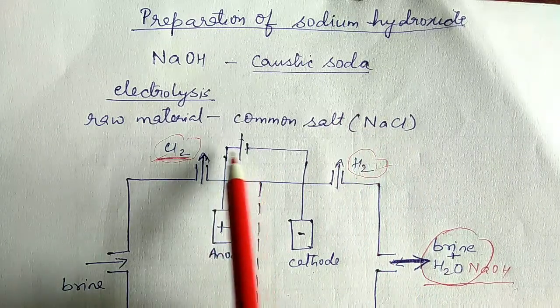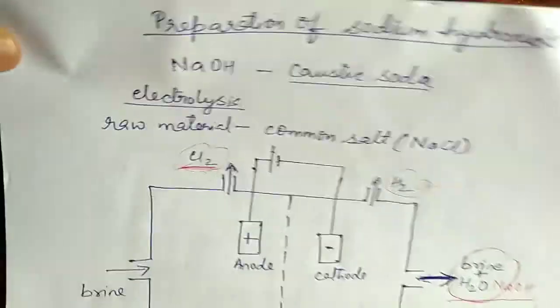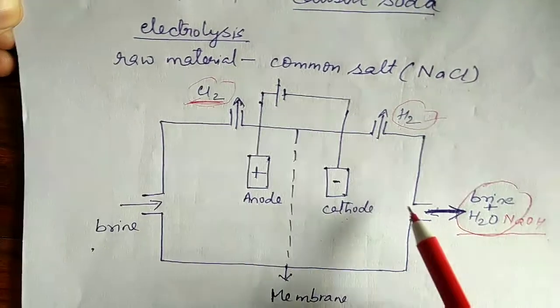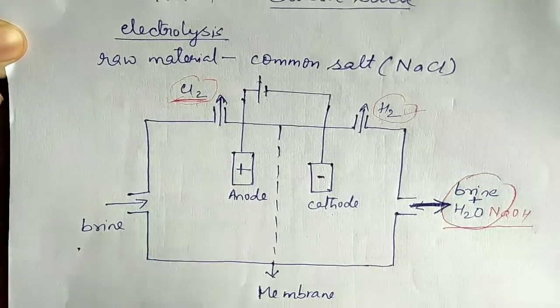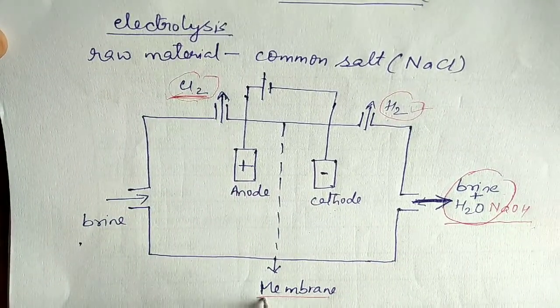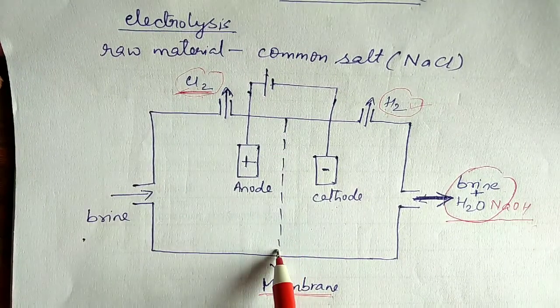So you can see that I have drawn a layout of the electrolytic vessel which is used for it. This electrolytic vessel has two different chambers which are separated by using a membrane. A membrane divides the electrolytic vessel into two different chambers.